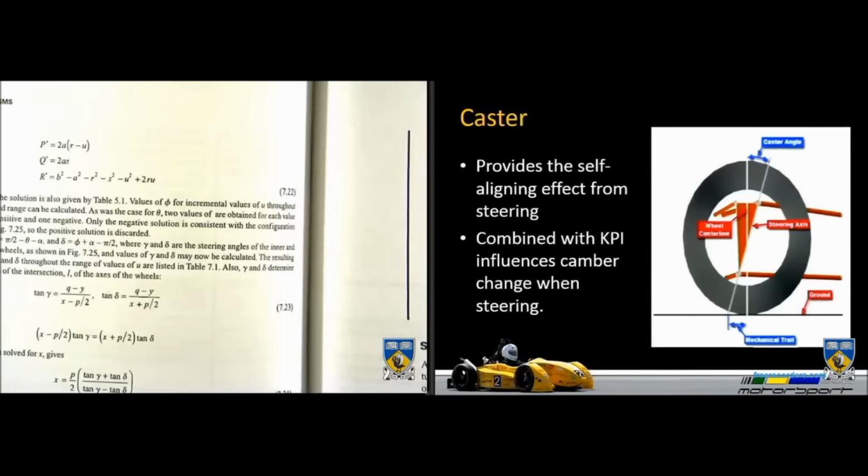It's essentially the forward inclination of the steering axis to the ground, and it introduces what we call mechanical trail. Mechanical trail is the difference between the vertical centre of the tyre and the intersection of the steering axis with the ground plane. A combination of that with KPI influences camber change when steering, and that opens up a whole new ball game of being able to tune how you steer the car. Caster also imposes caster jacking.